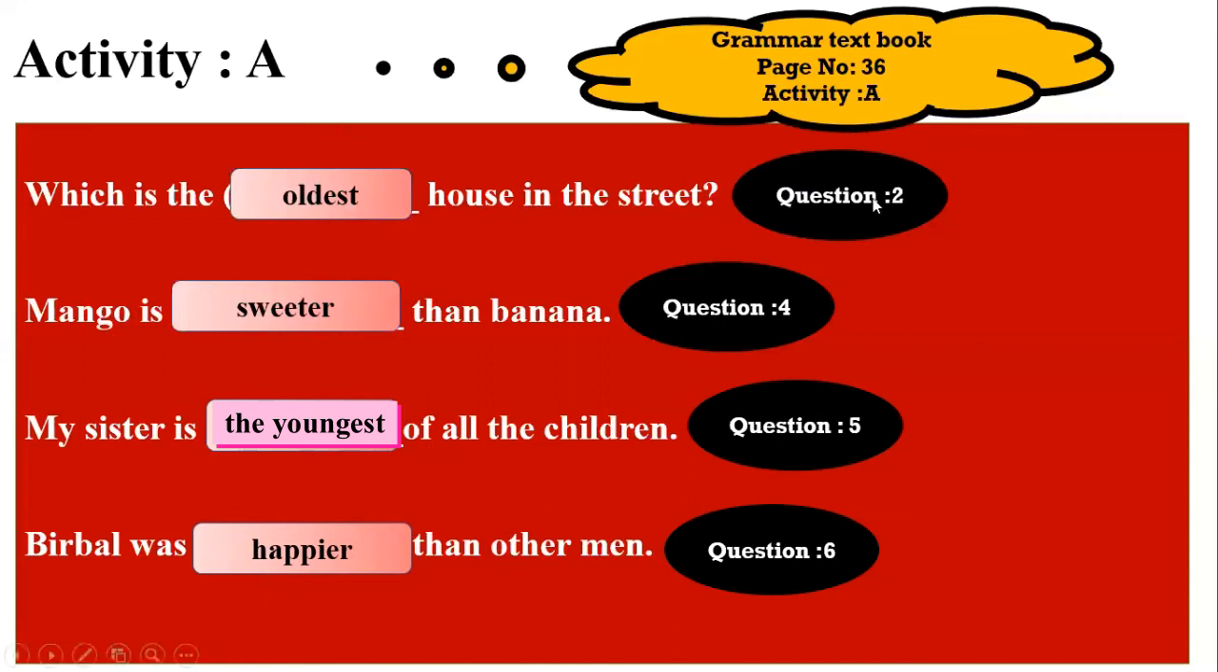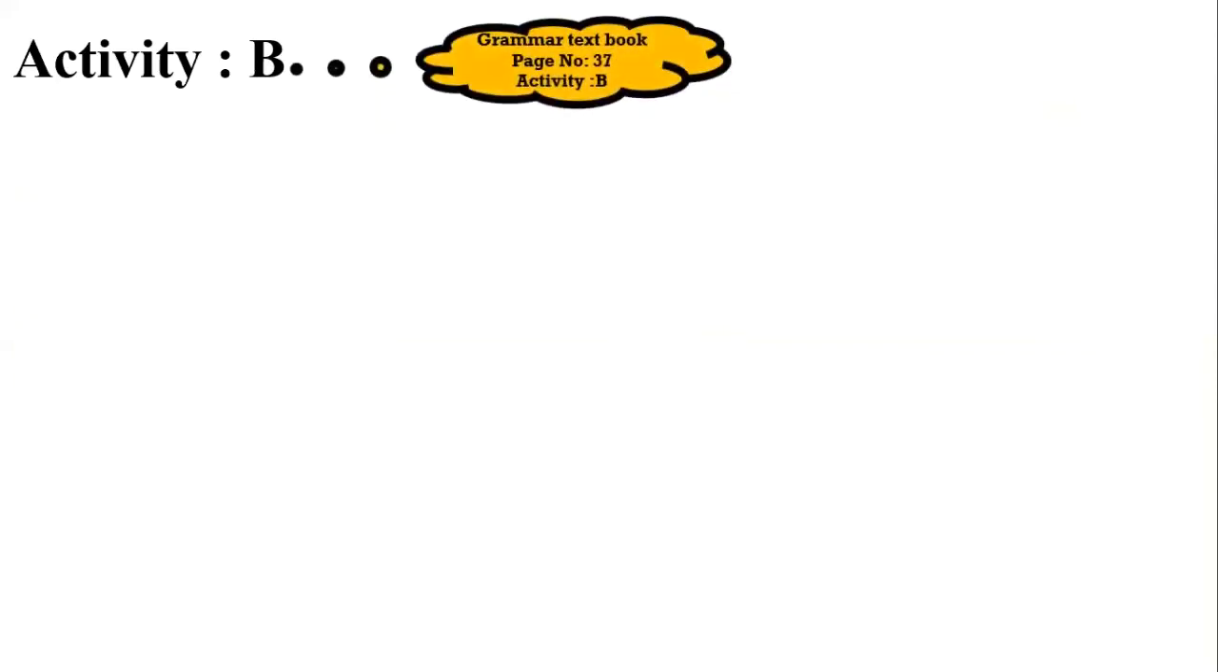So next to these questions, question number 2, 4, 5 and 6 we have attempted. Other questions we'll be studying after we discuss the next 3 points. Clear? Next one, let's move on to activity B. It's on page number 37. I'm sure that you all have your grammar textbook. So write it in a pencil, okay? First question, second, third and fourth we'll be discussing now.